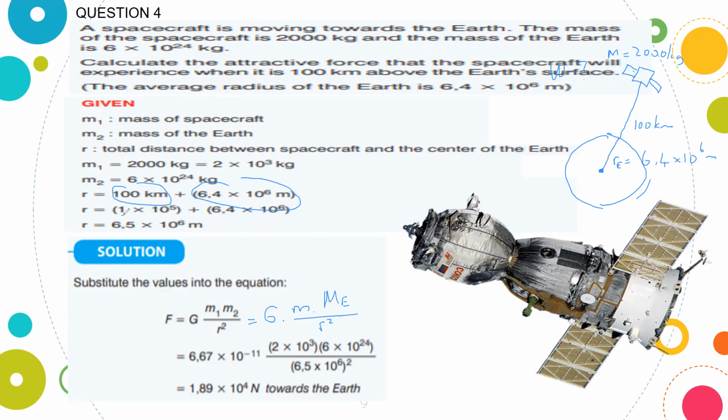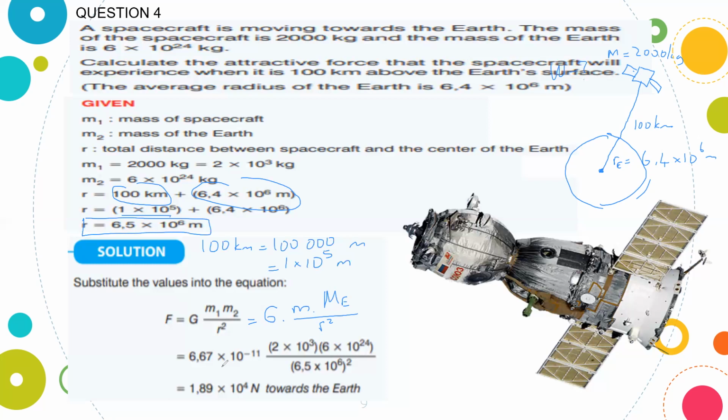We must convert to meters. As you see, 1 times 10 to the power of 5 meters, because 100 kilometers equals 100,000 meters. If you have 100,000 meters, you can write 1 times 10 to the power of 5 meters. And then you are adding, and when you use your calculator, you are getting this distance between the center of Earth and your object. From now, it is easy to calculate.